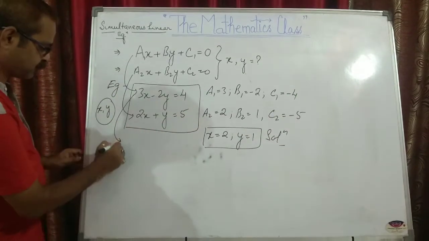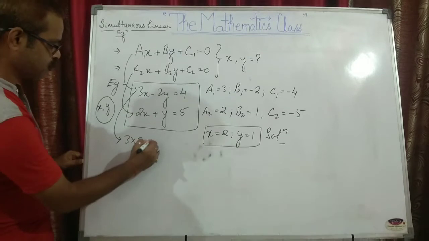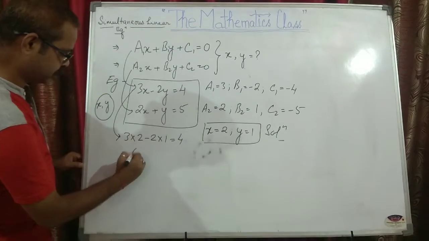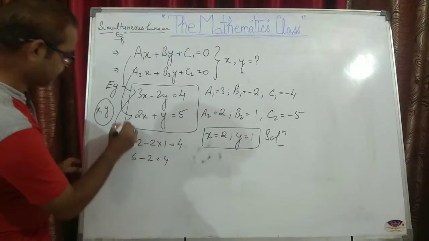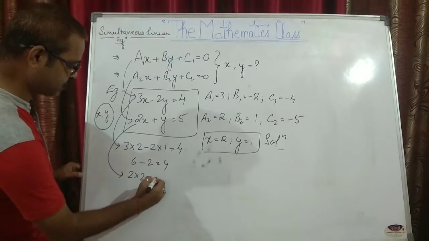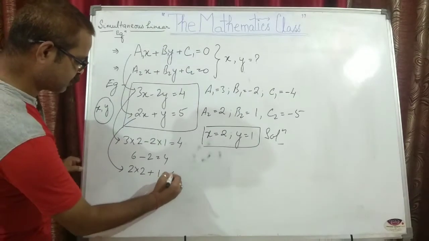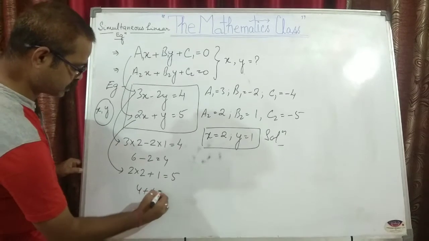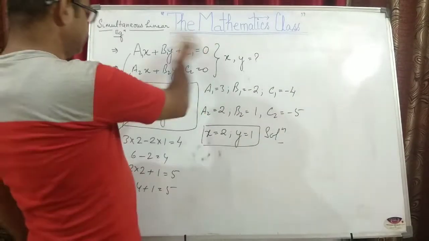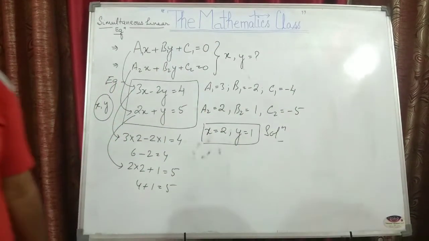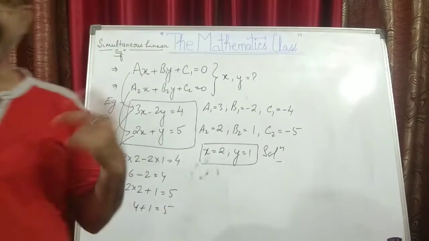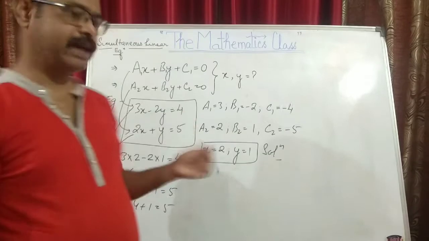Let's see. Now 3 into x, which is 2, minus 2 into y, which is 1, is equal to 4. So 3 into 2 is 6, minus 2 is equal to 4. In the second equation, 2 into x is 4, plus y is 1, is equal to 5. This is 4 plus 1 is equal to 5. So you can see that this is how we solve a linear equation. Solving means finding the values of x and y.